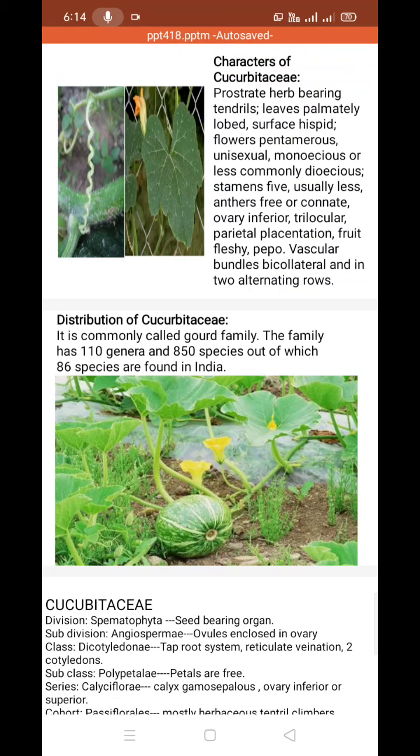So next is the distribution of Cucurbitaceae. It is commonly called gourd family. So this Cucurbitaceae is also called the gourd family. The family has 110 genera and about 850 species, out of which 86 species are found in India. So this family is a big family.